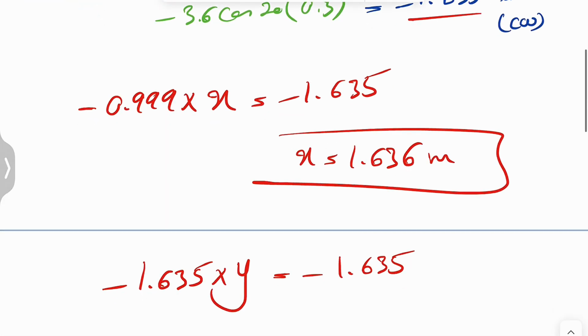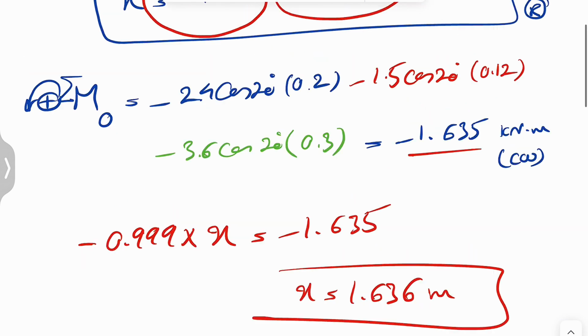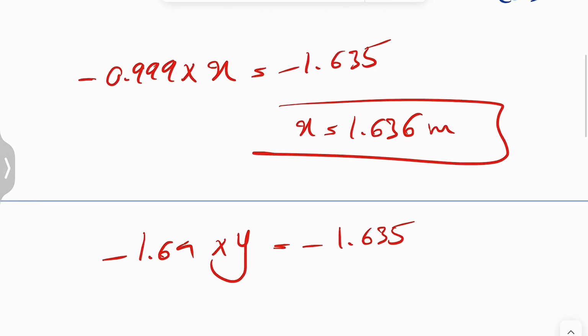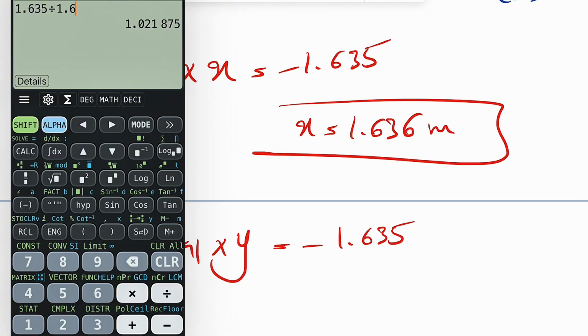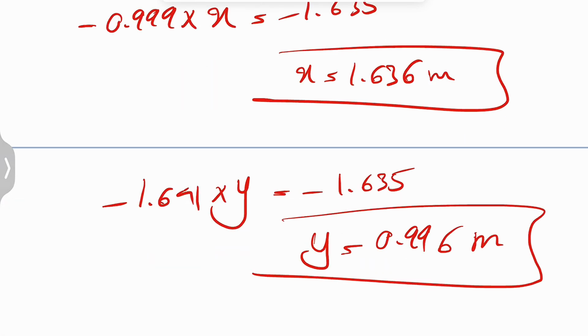Okay, I made a mistake here. This is not 1.635. This is the x component, 1.641. So 1.641. So the y-intercept would be 0.996 meter. And that's going to be the final answer for this question.